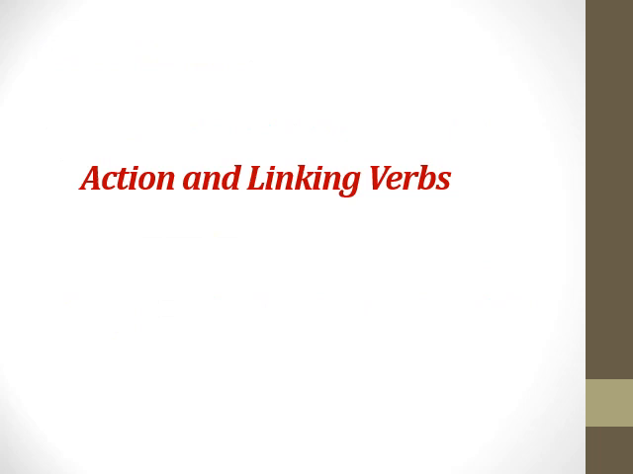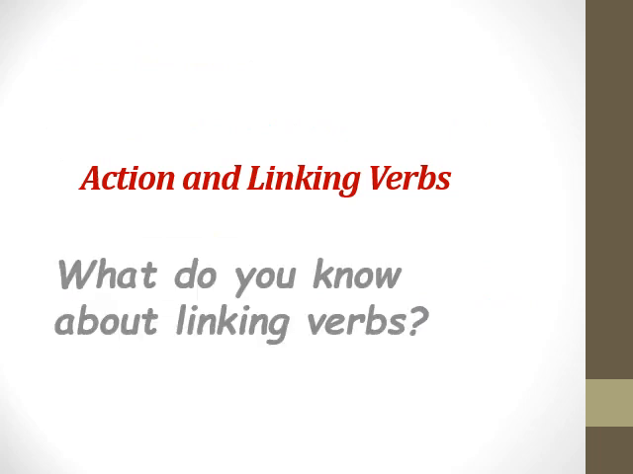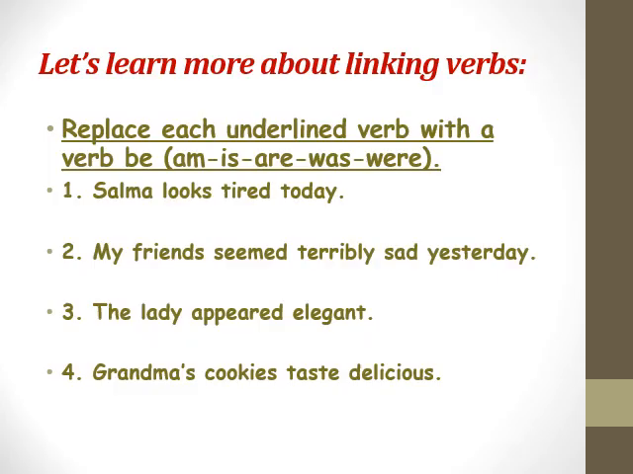So, the lesson is about action and linking verbs. What do you know about linking verbs? So far, we have learned that linking verbs are the verb to be. The forms of verb to be, which are am, is, are, was, and were. But there is something new about linking verbs. We're gonna learn it now. Let's learn more about the linking verbs.